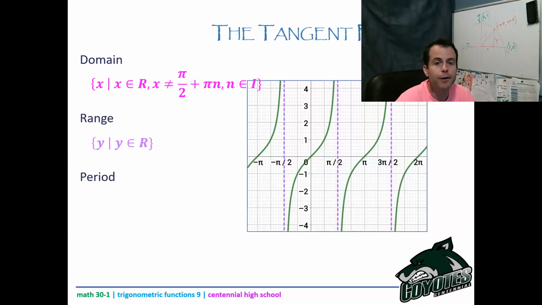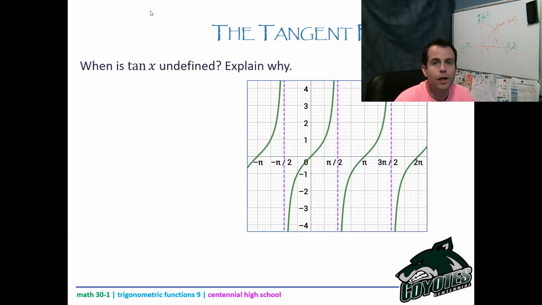And then the period we've already talked about. The period is pi for tan, or 180 degrees if you are talking in degrees. Okay, so when is tan of x undefined, and explain why. Now, in my introduction, I kind of started on that because I got excited about it. It's at pi over 2, and then every pi multiple after that.